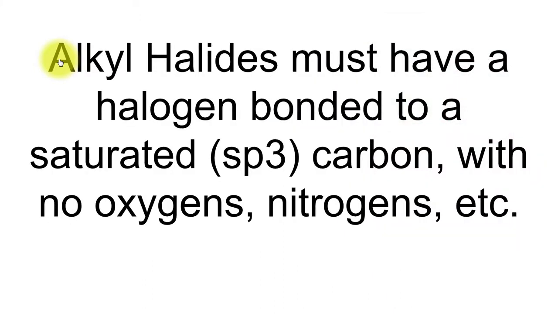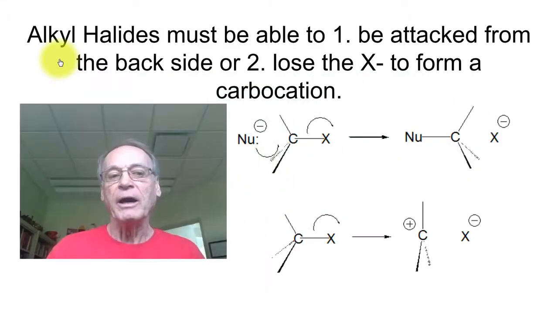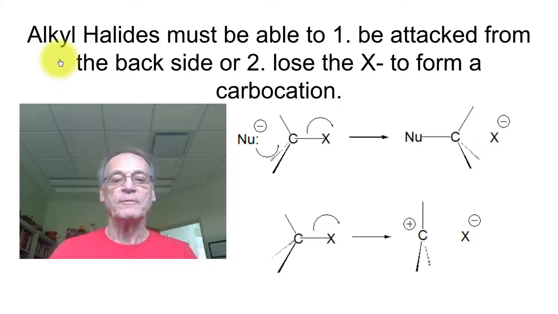What are alkyl halides? Well, alkyl halides have a halogen, obviously, and they must have that halogen bonded to a saturated, or sp3, which, as you know, is tetrahedral carbon atom. No oxygens, nitrogens, or anything else on that same atom. It's possible they could be elsewhere in the molecule, but not on the same carbon with the halogen. Now, why is that the requirement for alkyl halides?